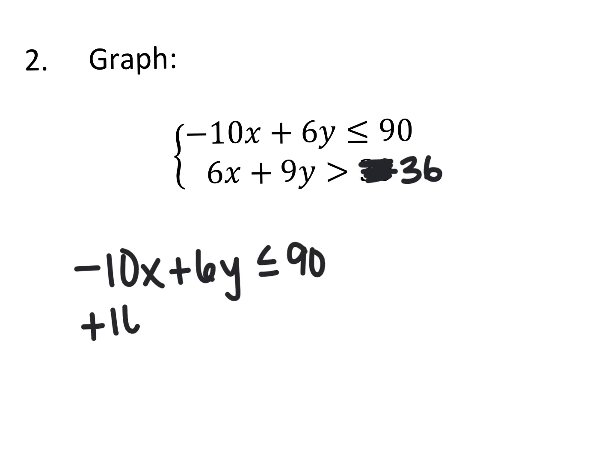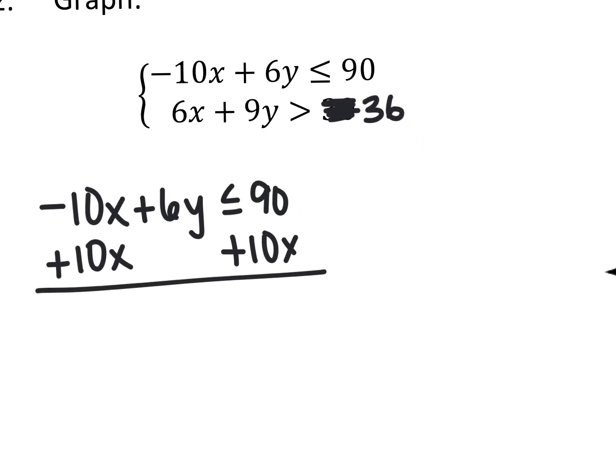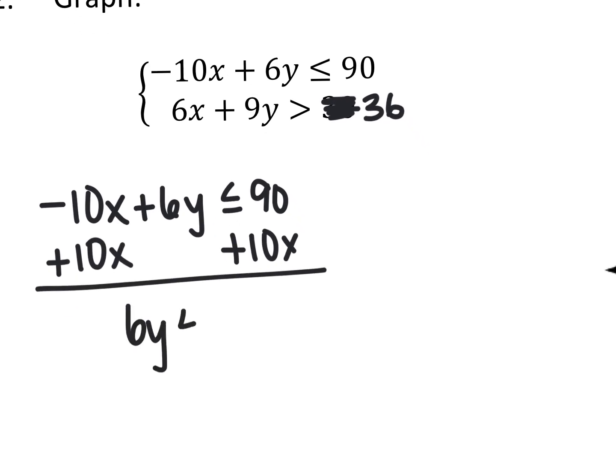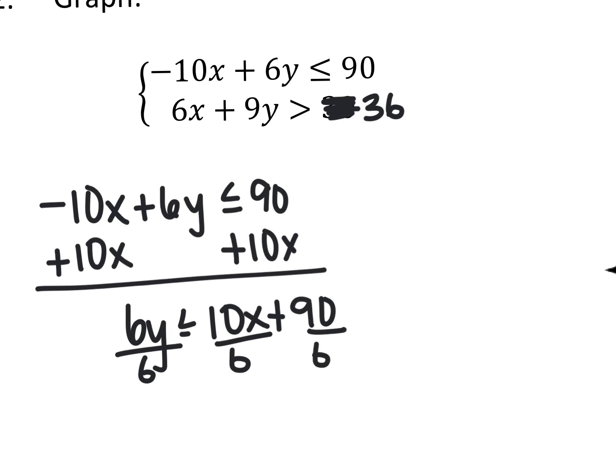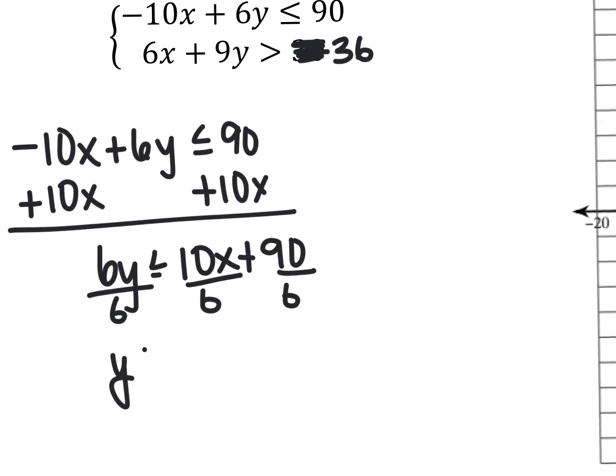I'm going to add 10x to both sides. And I bring down my leftovers. And then divide everything by 6. And I can simplify as I go here. So y is less than or equal to 5 over 3x plus 15.